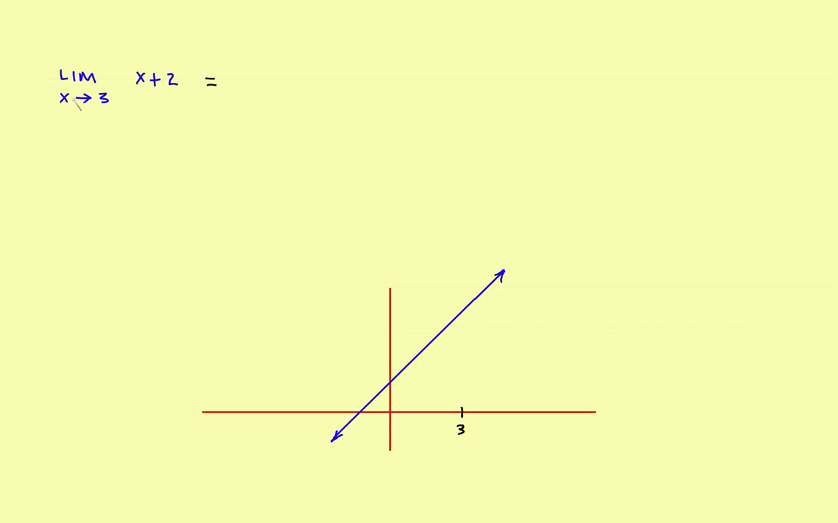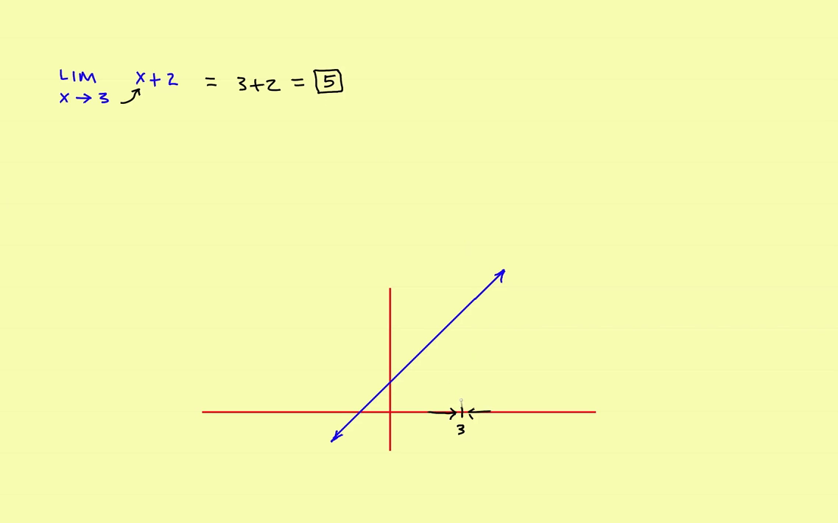What this says is, as x is approaching 3, as x approaches 3 from the left and from the right, you can just take this 3 and plug it into the function. So you get 3 plus 2, which is equal to 5, and that is the limit.